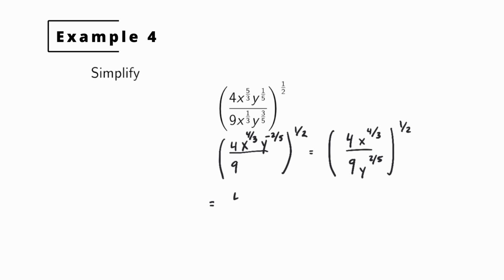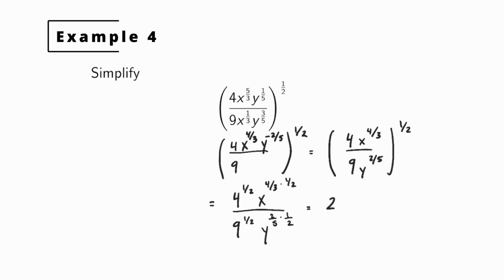So we have 4 to the 1/2 power, x to the 4/3 times 1/2 power. And then in the denominator, it'll be 9 to the 1/2 times y to the 2/5 times 1/2. Okay, now the 4 to the 1/2 power, the 1/2 power is the same as the square root. So the square root of 4 is 2.